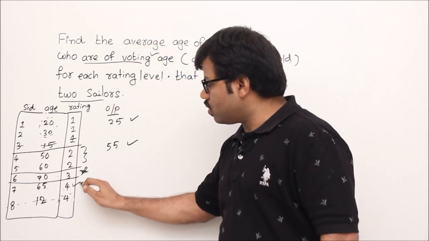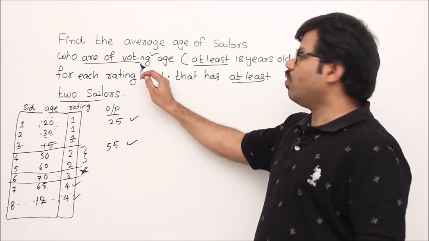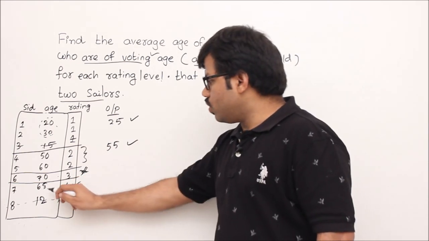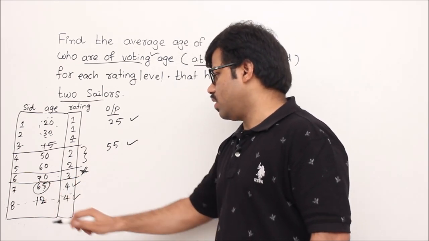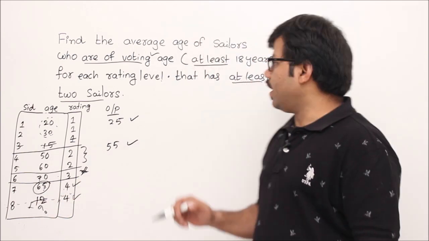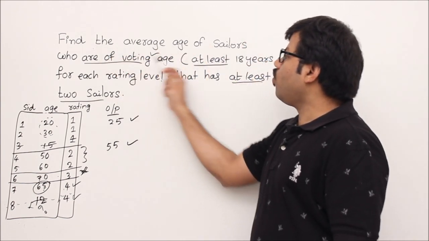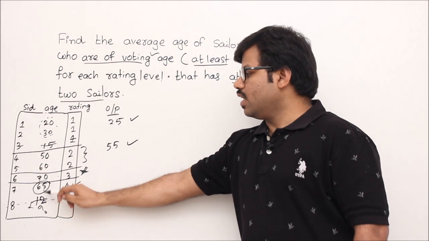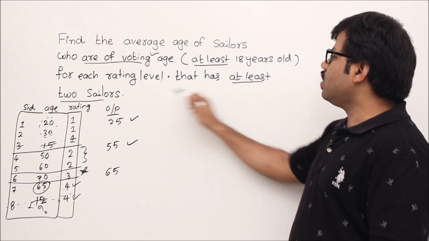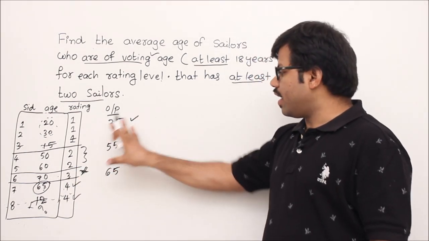So for this group also we should calculate average age, but only for voting age people. So while doing the calculations, we should do average age only for this person. Don't do it for him. Why? Because his age is not greater than or equal to 18. Because see here, find the average age of sailors who are of voting age. He is not of voting age. Sir, but at least two sailors. Yes, this group has at least two sailors. That is what I want to say. So this is finally our requirement.